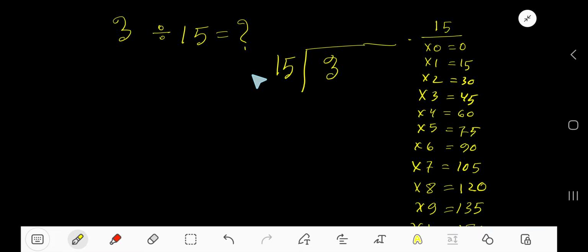3 divided by 15. Here 15 is a divisor, so we need the multiplication table of 15. 15 times 0 is 0, 15 times 1 is 15, 15 times 2 is 30. To find the multiplication table of 15, just add 15 to the previous step.